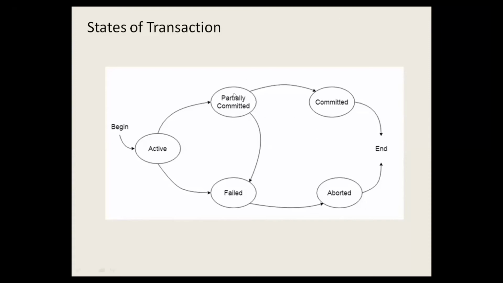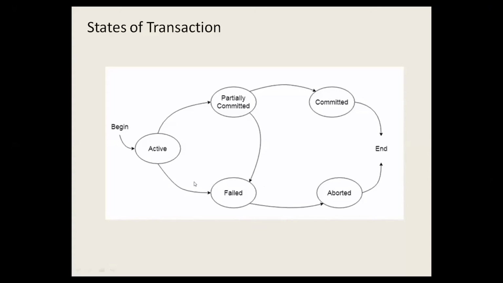And the next is your partially committed, right? Partially committed: the results of your intermediate operations will be saved to your database. And when you say committed, this is the final stage of a transaction. So the transaction has taken place, it has completed successfully, and all your changes have been updated in your database.